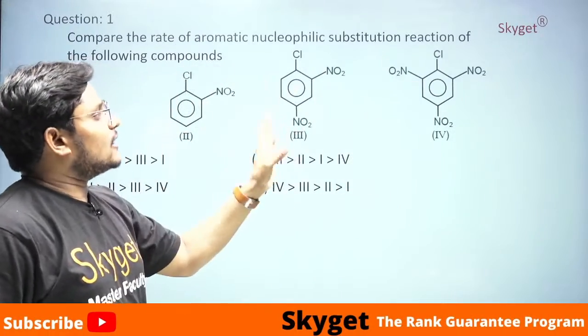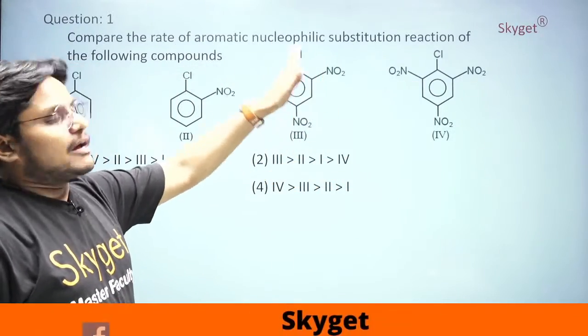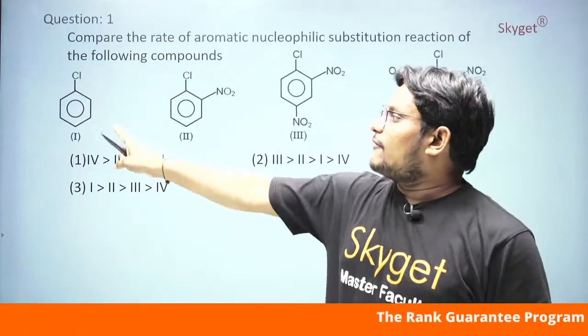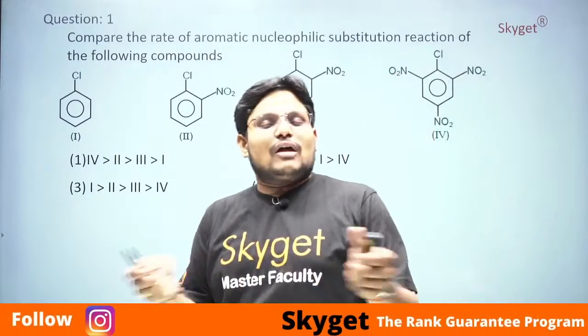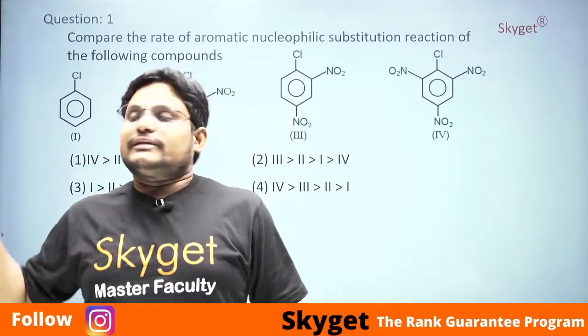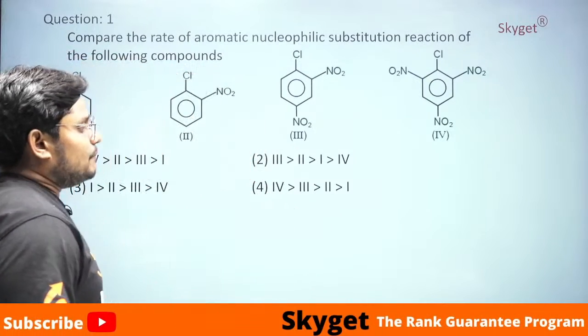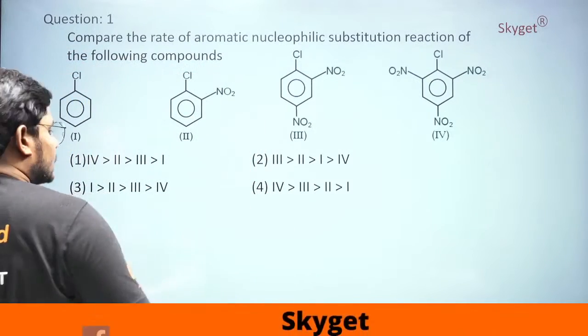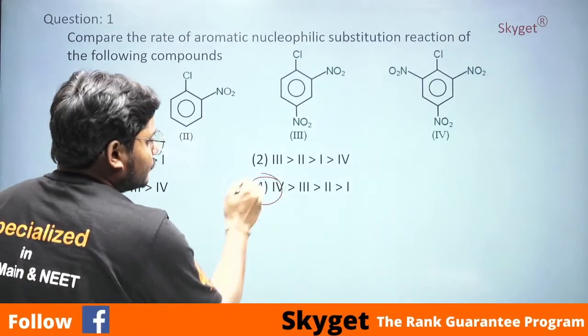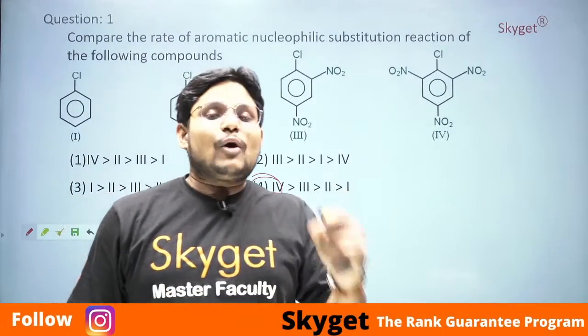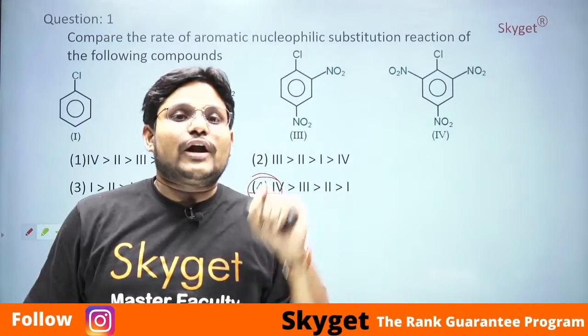Whereas if you see here, there are 2 NO2 groups, so it will come second. If there is 1 NO2, it will come third. And here no electron withdrawing groups are there, so this will come as least. That is the reason the answer is 4. In this type of question, the main focus you have to keep is on the electron withdrawing group and electron donating group.